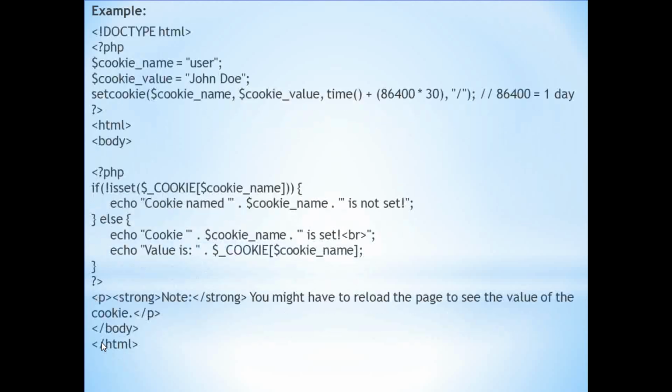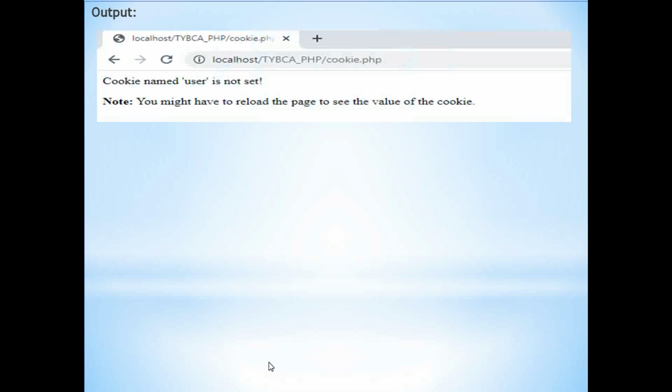Let's see the example. In PHP, $cookie_name equals user and the value is John Doe. Setcookie with the name and $cookie_value, time plus 86400, which equals 1 day. Then in the HTML body, PHP checks isset on the cookie: if it is not set, echo that cookie name is not set, else echo that the cookie is set with its value. Note, you might have to reload the page to see the value of the cookie. So this is the example and this is the output.